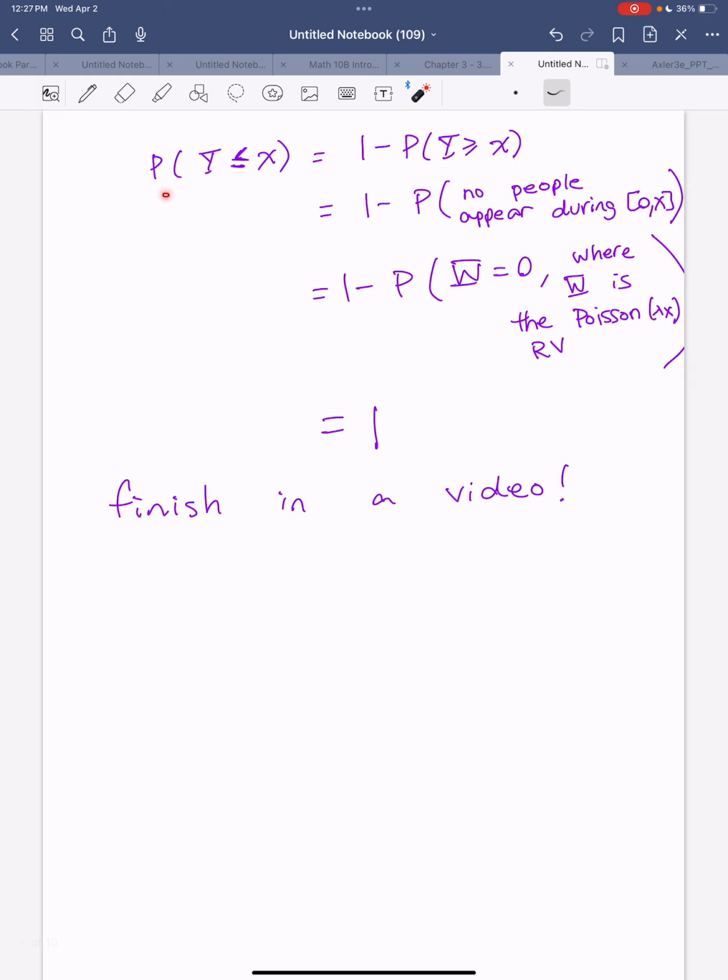Now, to compute that, we said the probability that Y is greater than or equal to x is the same as the probability that no one appears during that first interval from 0 to x. And the fact that no one appears during the first interval is modeled by a brand new random variable, which is a Poisson random variable with parameter lambda times x, right? And this is where we said we'll finish it in a video.